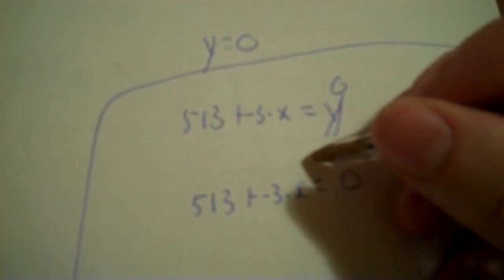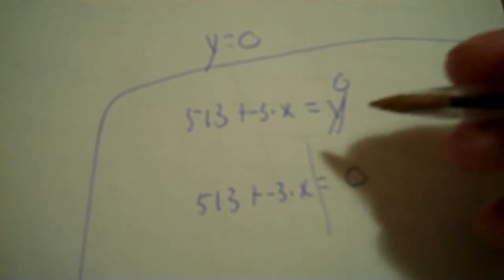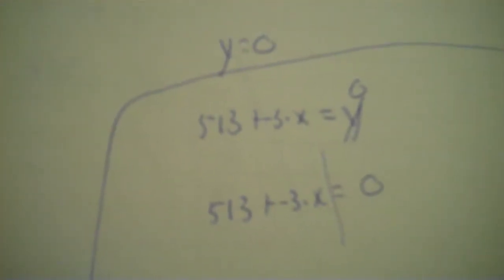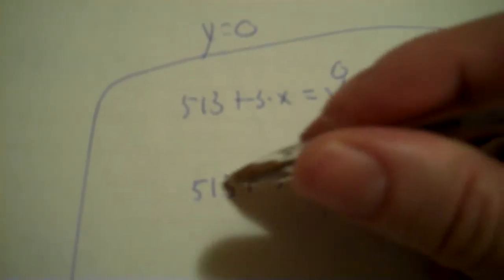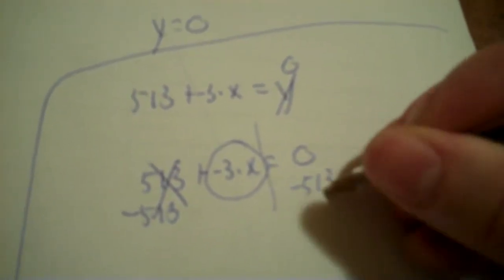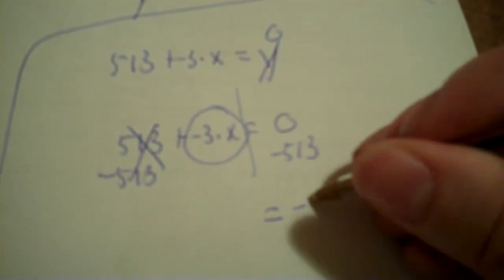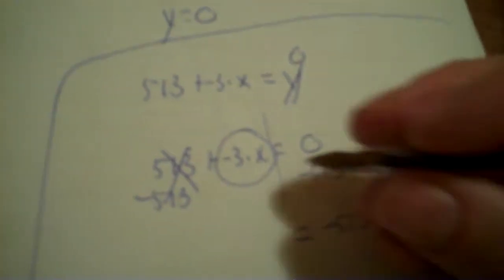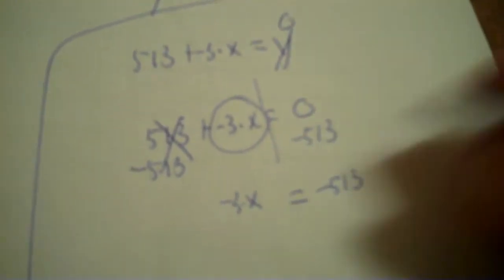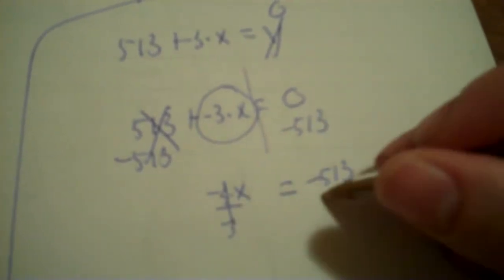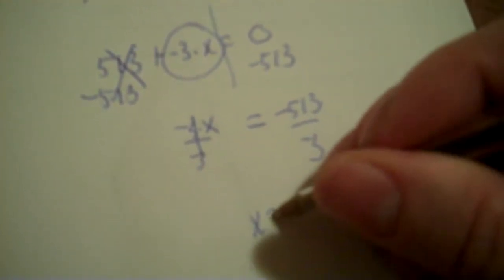I've still got x, so I look where the x is. We've got some operations we have to get rid of. We have a plus and a times, so I circle the times, and I minus 513. 0 minus 513 is negative 513, and then negative 3 times x. So I divide by negative 3, and x equals 171. So 171 minutes to upload the entire video.